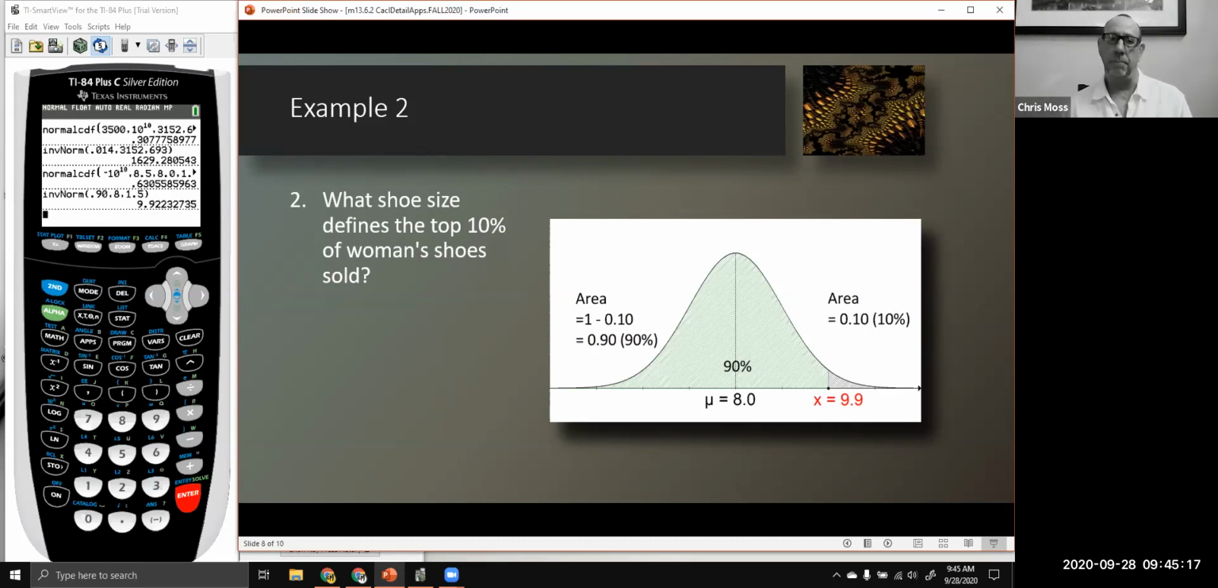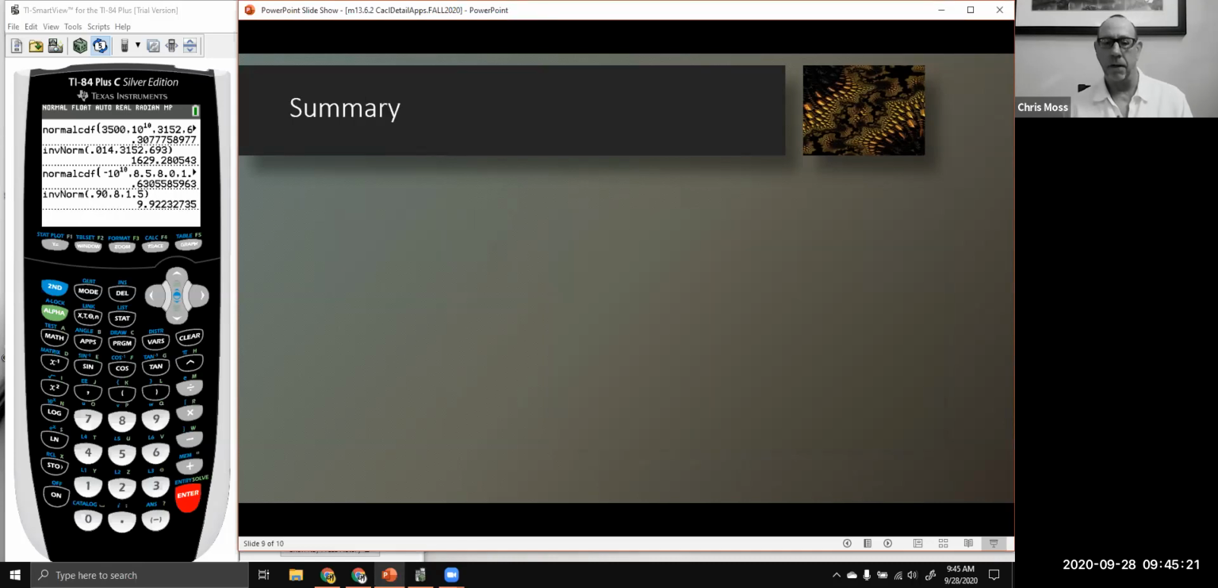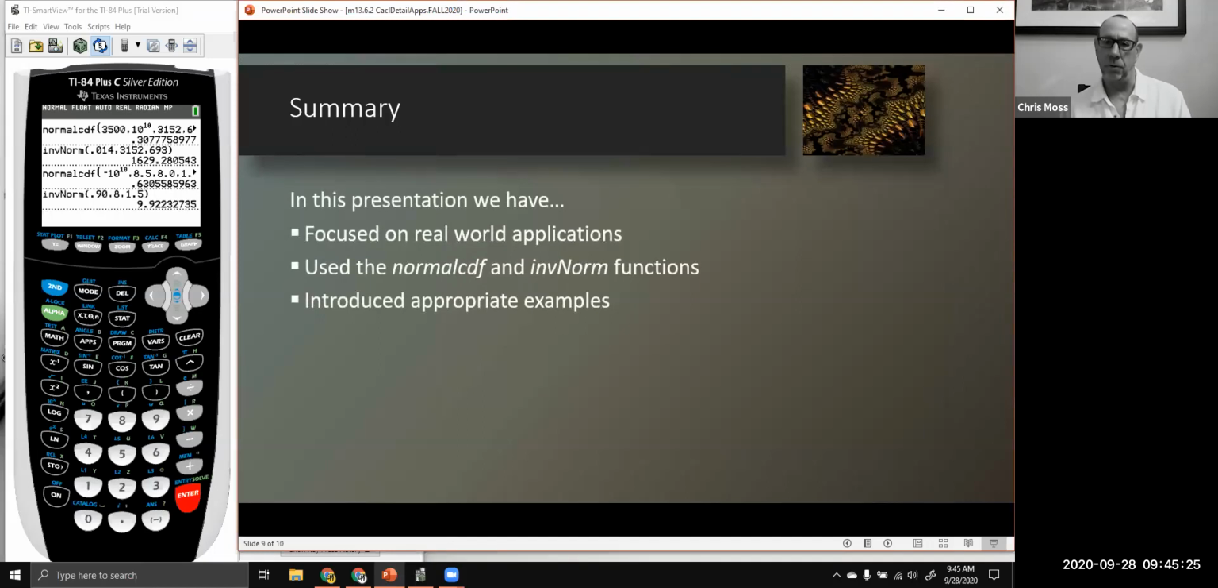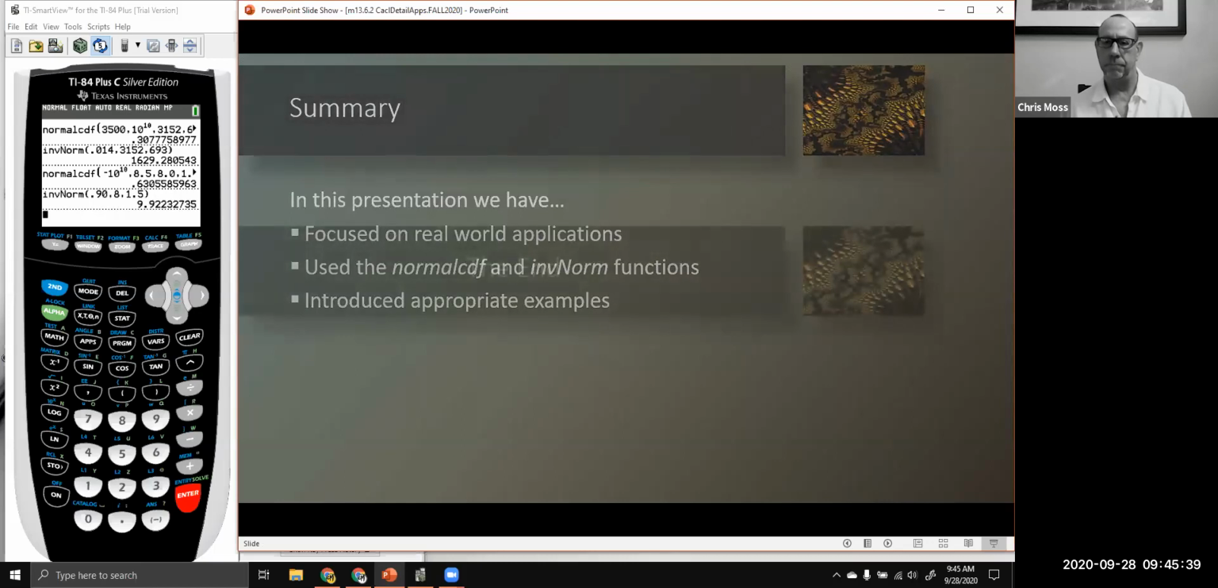All right, now, let me go ahead and wrap this up. We now have focused on real-world applications. We used both the normal CDF and the inverse norm tools to take care of their respective tasks. We introduced appropriate examples. That means I'm done with this, and I'll say goodbye and stop the sharing.